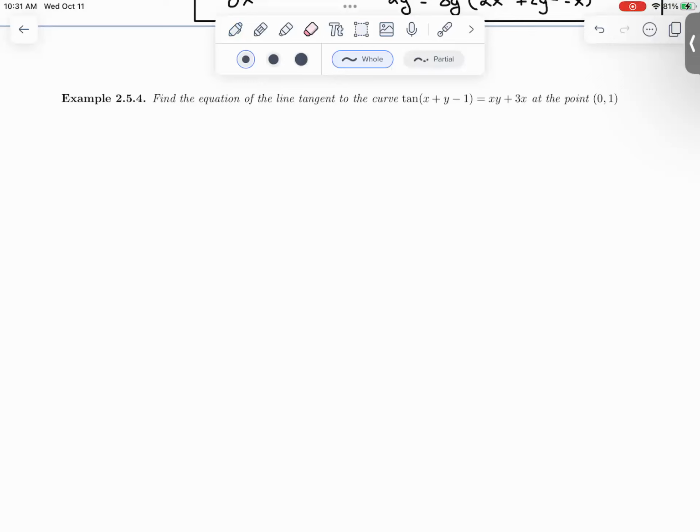So you can find the equation of the line tangent to the curve tangent of x plus y minus 1 is equal to xy plus 3x at the point (0, 1). The good news with implicit differentiation tangent lines is that they almost always give you the point. So there's no need to plug into the original function to find the coordinate point. So that's the good news. So, finding an equation of a tangent line.